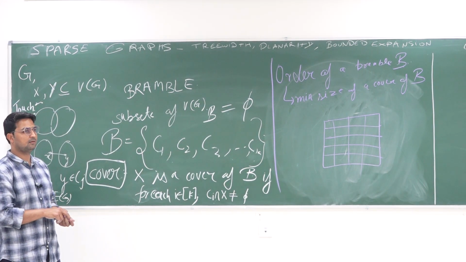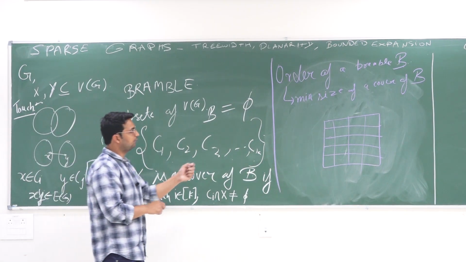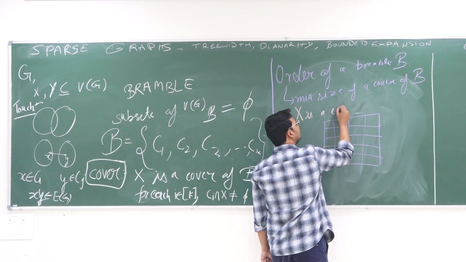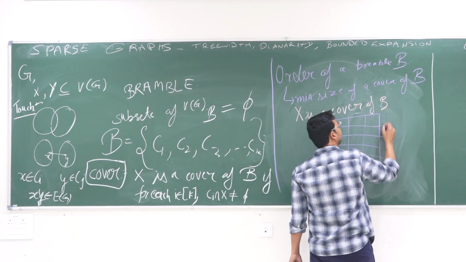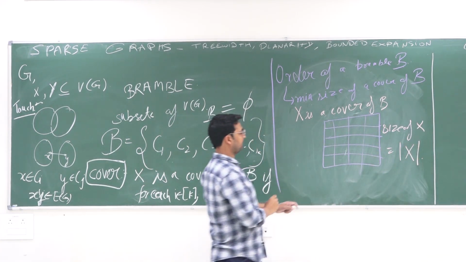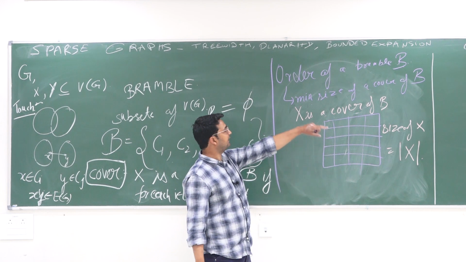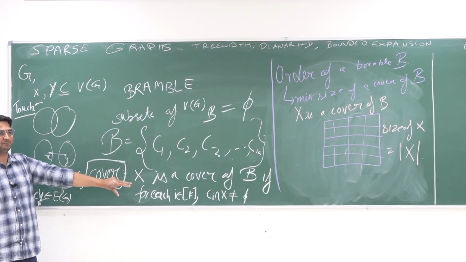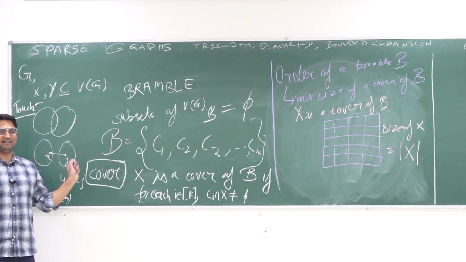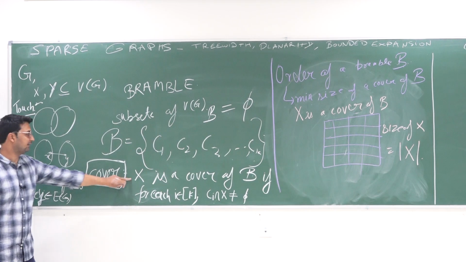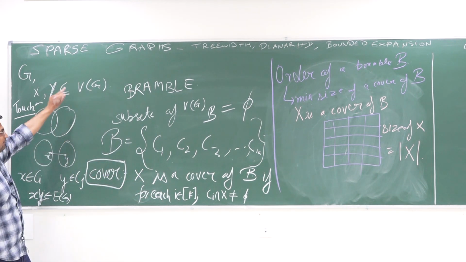What do you mean by size? Size means the number of elements in the cover. So let's say X is a cover of B. The size of X is the number of elements in X. So the minimum size of a cover of B is called the order of my Bramble. Is everybody clear up to the order? X is a subset of the vertices of my original graph G.